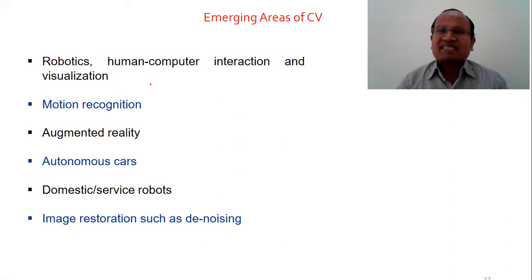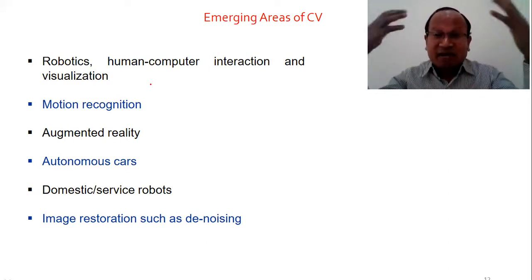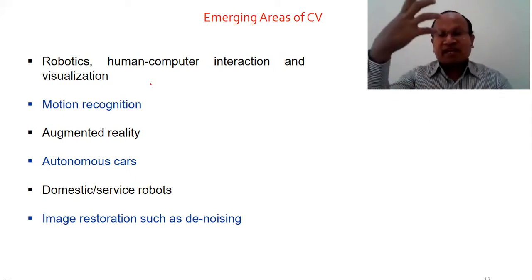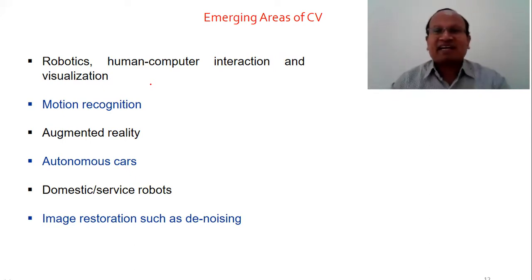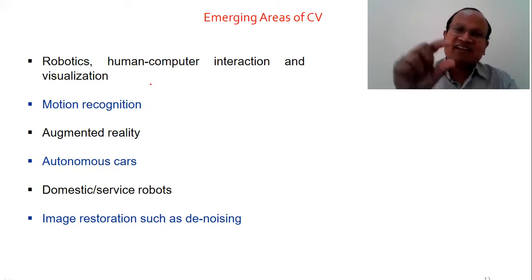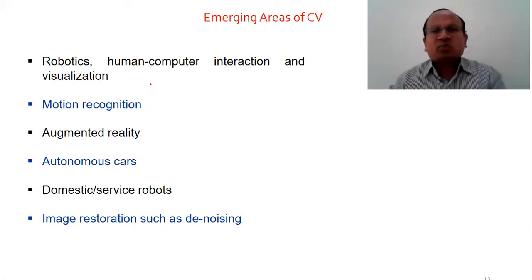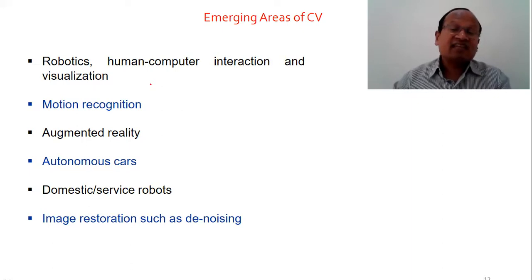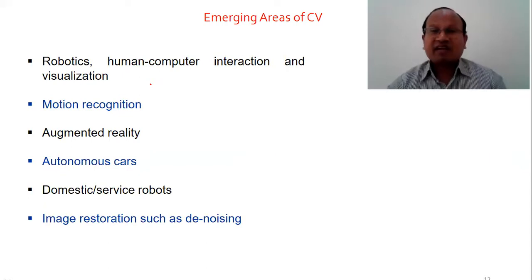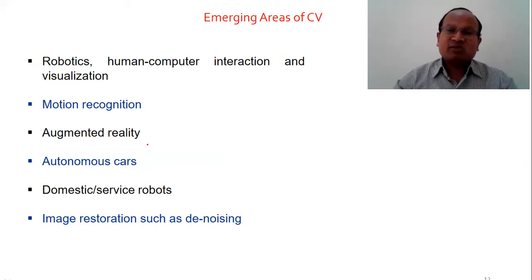And actually those commands are not generated by the computer, those commands are driven by the human brain. So the brain signals or brain waves are interpreted by the computer, and the computer accordingly generates the commands to perform some appropriate task in a suitable application, maybe in robotics or human-computer interaction. Motion recognition, augmented reality, right? That combines virtual reality and the actual thing.